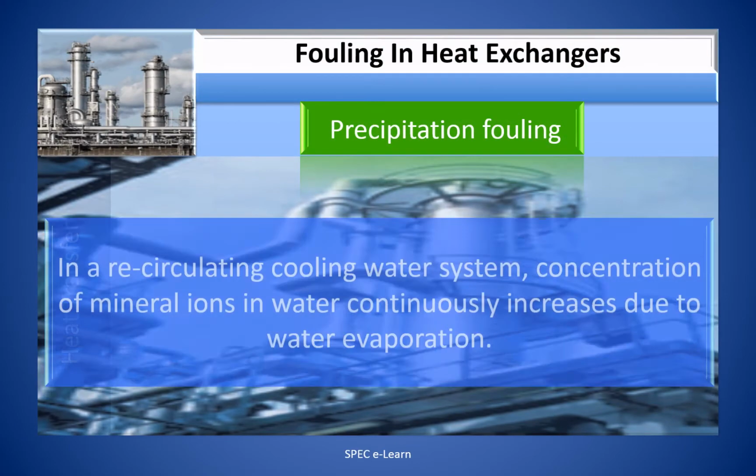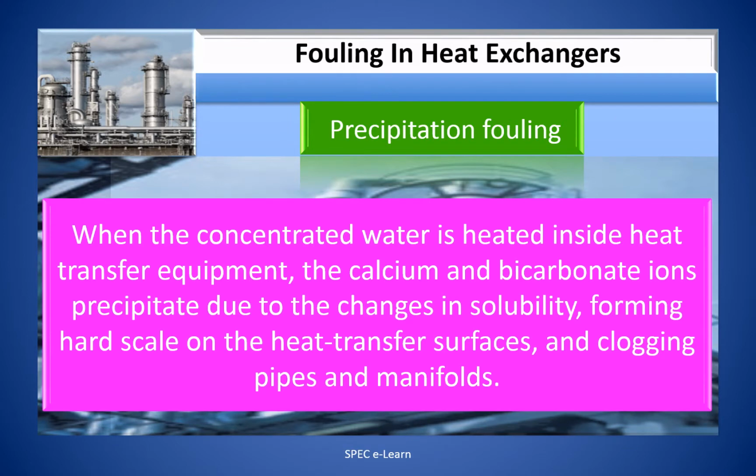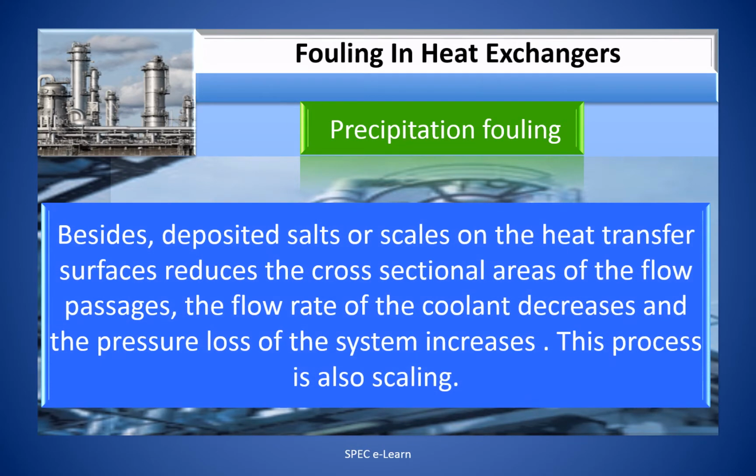In a recirculating cooling water system, the concentration of mineral ions in water continuously increases due to water evaporation. When the concentrated water is heated inside heat transfer equipment, the calcium and bicarbonate ions precipitate due to changes in solubility, forming hard scale on the heat transfer surfaces and clogging pipes and manifolds. Besides, deposited salts or scales on the heat transfer surfaces reduce the cross-sectional area of the flow passages. The flow rate of the coolant decreases and the pressure loss of the system increases. This process is called scaling.